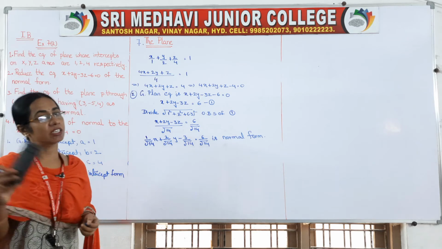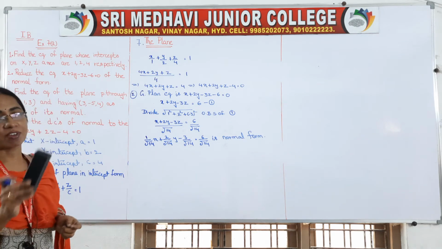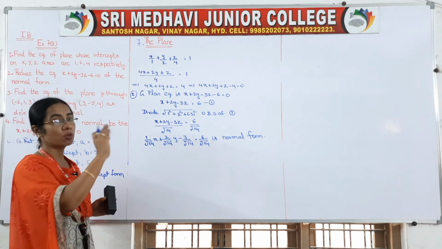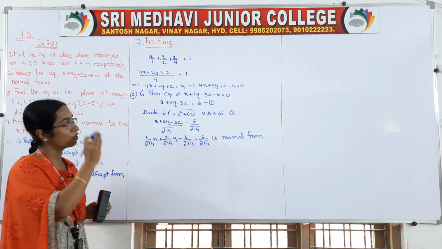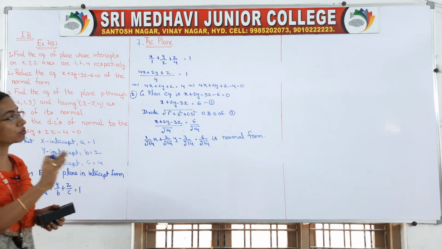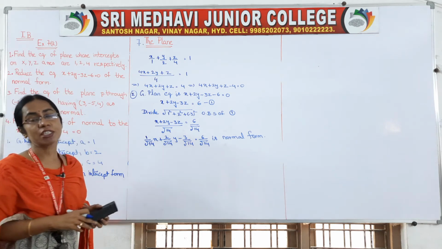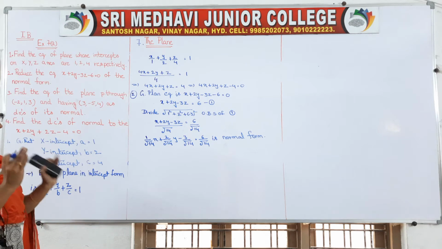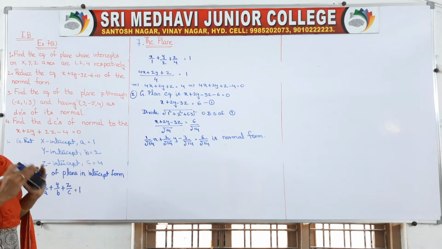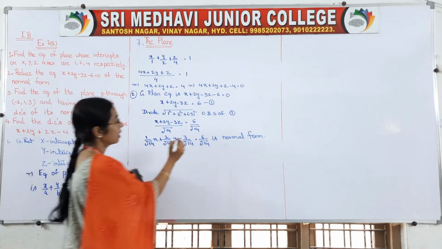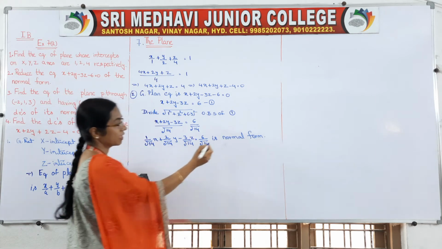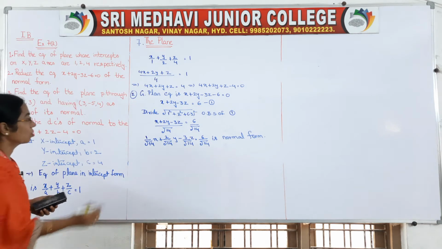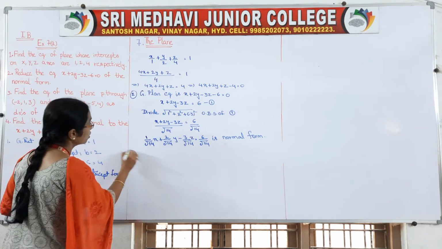First, try to get the right side constant value, and it should be positive. After that, divide both sides by the root of x coefficient whole square plus y coefficient whole square plus z coefficient whole square. Then write coefficient into variable, coefficient into variable, coefficient into variable. Then you will get your normal equation. Okay, so now come to the third question.